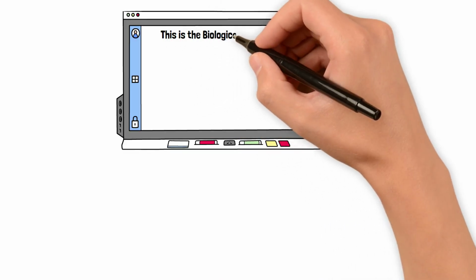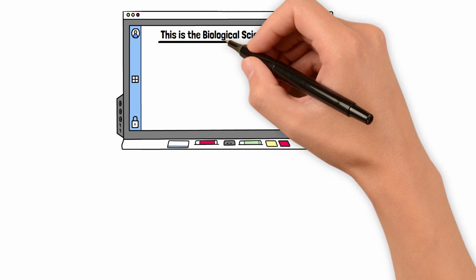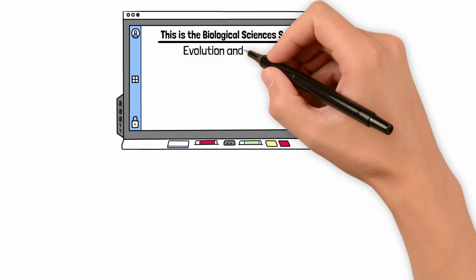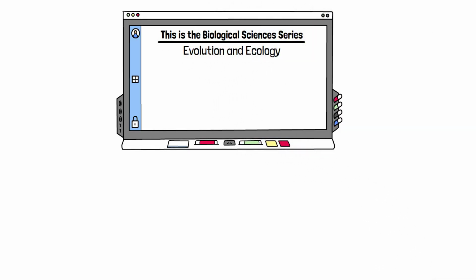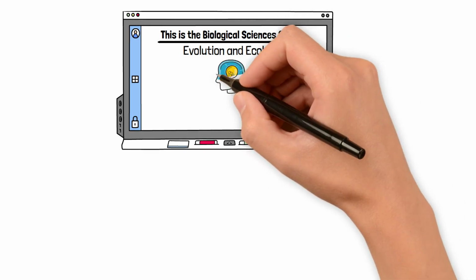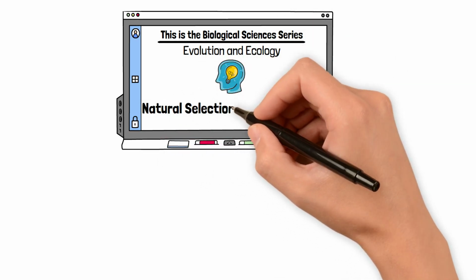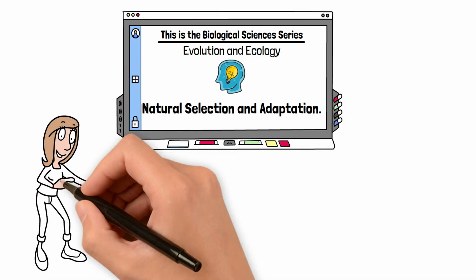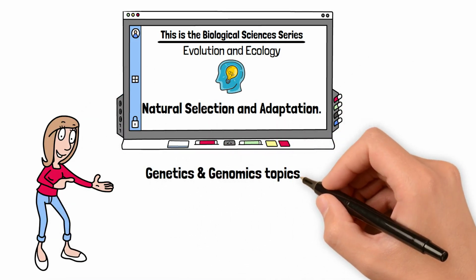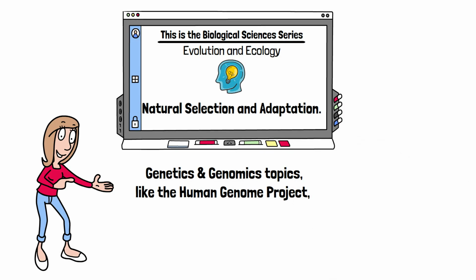This is the Biological Sciences series, and today we begin a brand new section, Evolution and Ecology. Our first topic is one of the most powerful ideas in all of science, natural selection and adaptation.